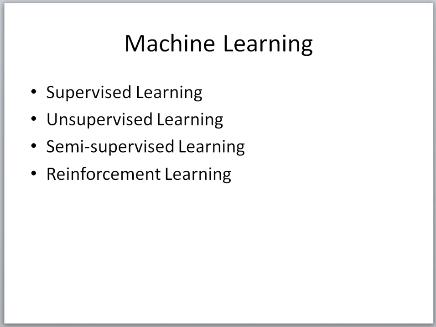Then you have semi-supervised learning. It is a bit of a cocktail of supervised and unsupervised learning, because in semi-supervised learning, you will have some of your data which will have labels, and then you have some other data for which you do not have labels. But what you need is you want to make the best of both worlds. So that is what semi-supervised learning is all about.